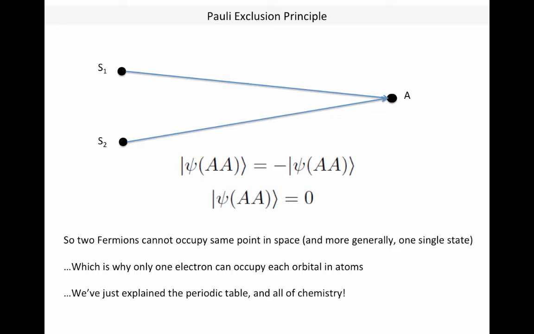This is just the Pauli exclusion principle which we encountered a few weeks ago. Right? This is why only one electron can occupy each orbital in atoms, because there is 0 probability of finding two electrons occupying the same orbital, the same state, or the same point in space. So we've just explained the entire periodic table and all of chemistry in about 4 minutes, which is not too bad.